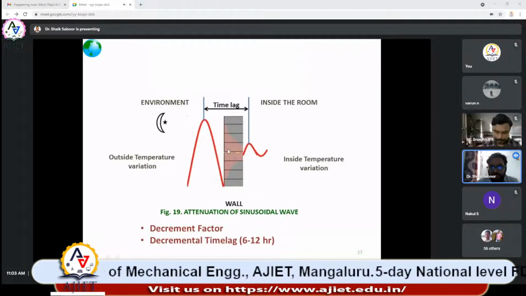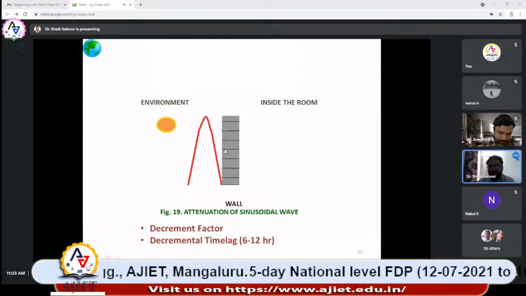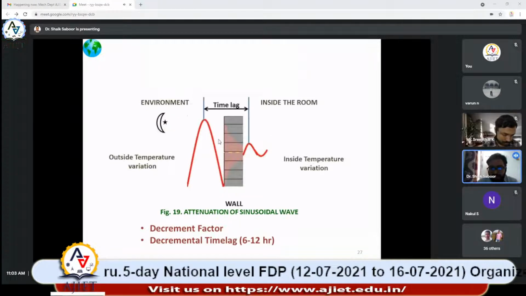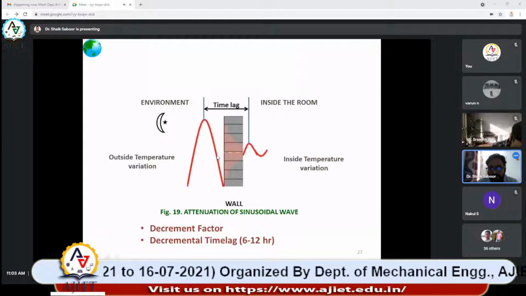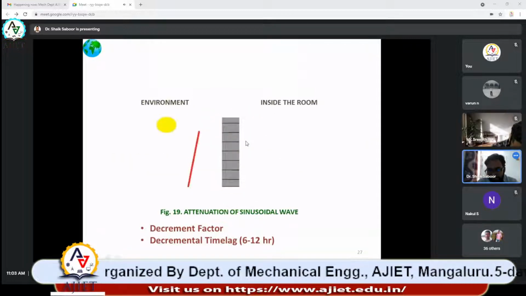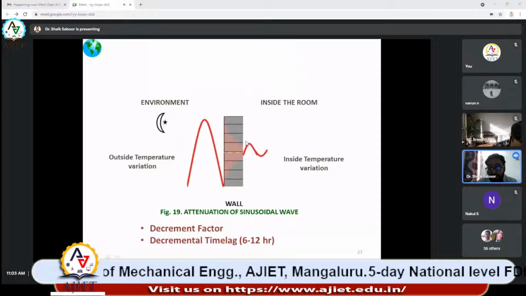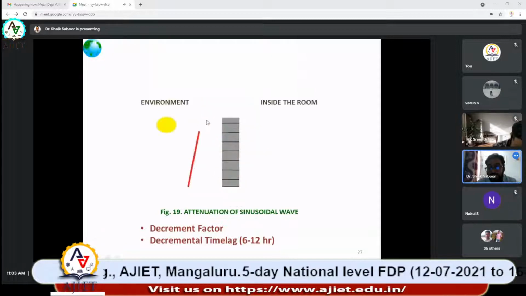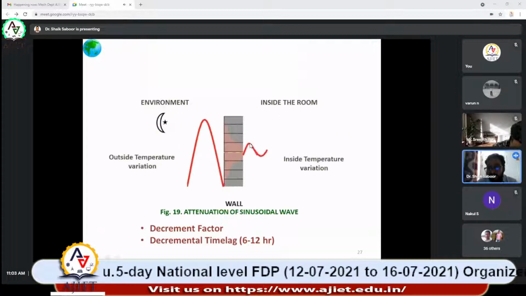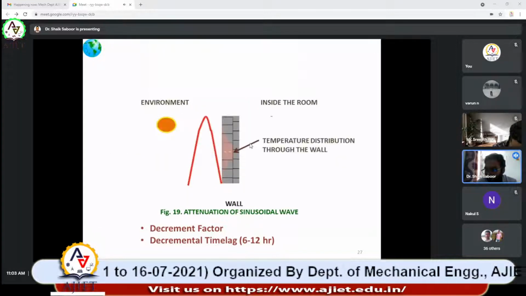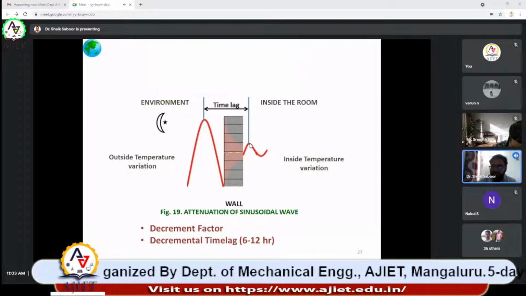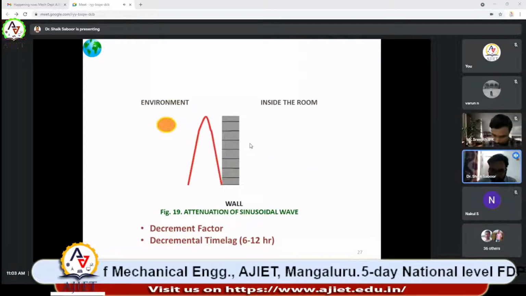So what should be the time lag? What do you mean by time lag? This is how much time the outside heat wave takes to reach inside. How much time the peak outside heat wave takes to reach inside. Usually it should be 6 to 12 hours. The time lag of any building material should range from 6 to 12 hours.